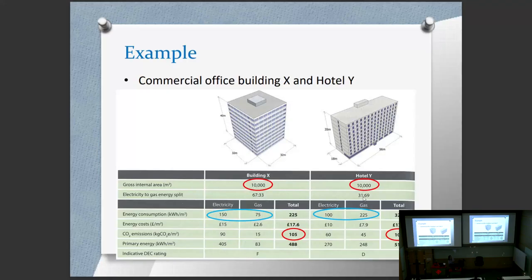31% electricity consumption and 69% gas consumption. Here we assume the hotel needs a lot of energy for heating. Because of this function, due to the split, the annual energy consumption per square meter for electricity would be 150 kilowatt hour per square meter per year. For electricity it is this value, and for natural gas this value.